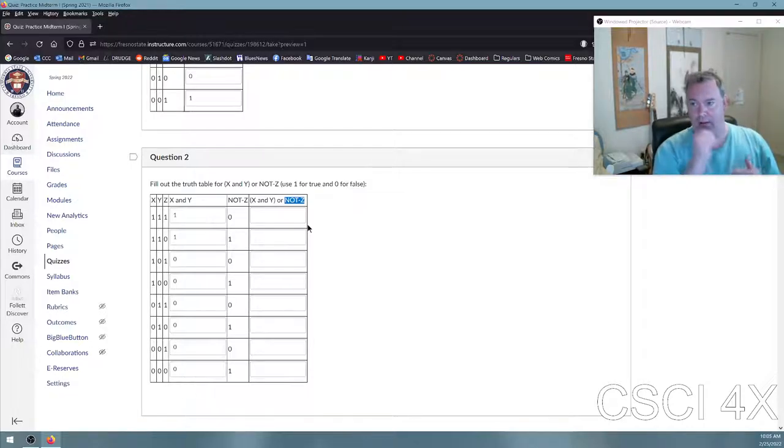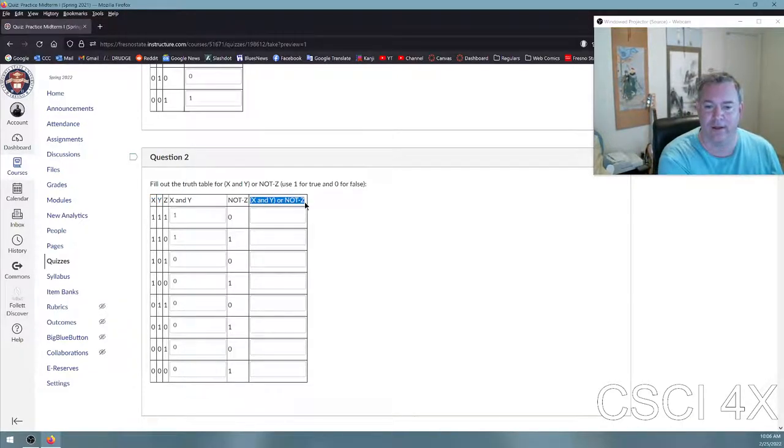Every column you fill out uses a column to the left, or two columns to the left, not the immediate two, always. Like for X and Y, it's using two of the columns to the left, these two. It ignores the Z one because it's using X and Y.